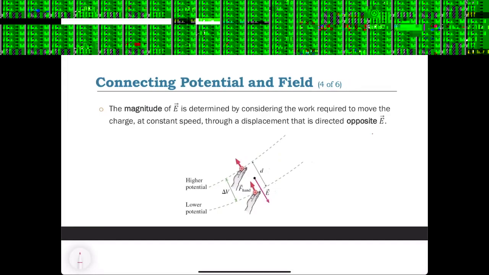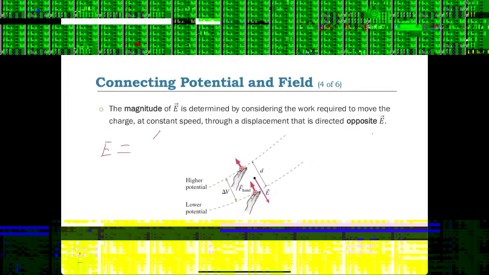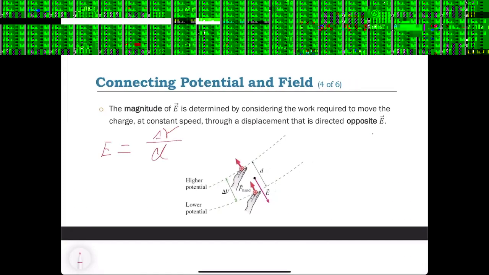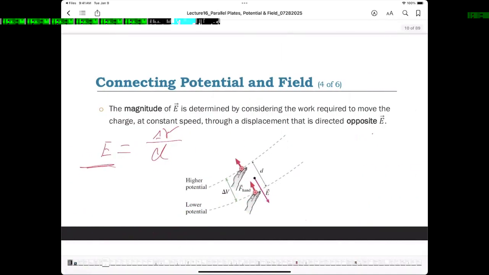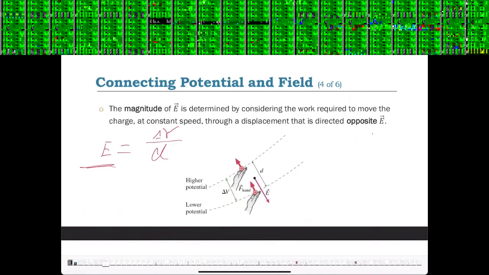Yeah, because you can see we know E equals what? Delta V divided by d, am I right? Yeah, we have already talked about that. Delta V divided by d, which means the magnitude of E is determined by considering the work required to move the charge. We talked about that here. This is the work, and this is the equation for that, at a constant speed through a displacement that is directed opposite E. You can see here.